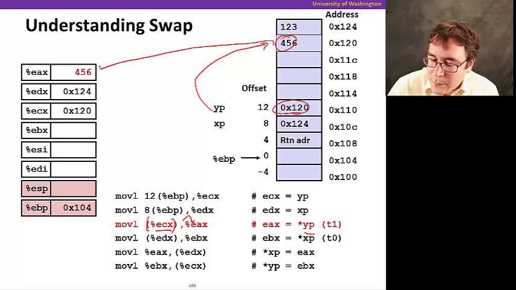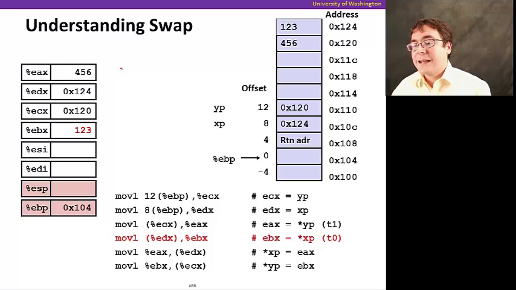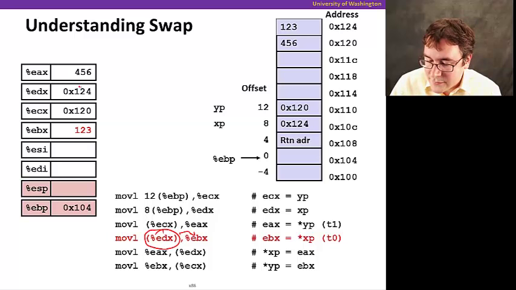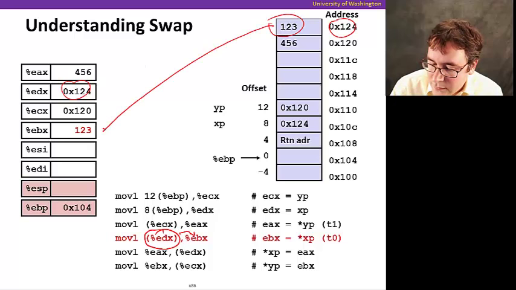All right, so now let's do the next step. We're doing the same thing for XP now. We're getting the contents of the address pointed to by XP and loading it into EBX. The pointer XP was stored in register EDX, so we use a memory source operand here to get that and store it in EBX. EDX is 124, that's an address. We use it to get the contents there and store it in EBX, because that's the destination register.